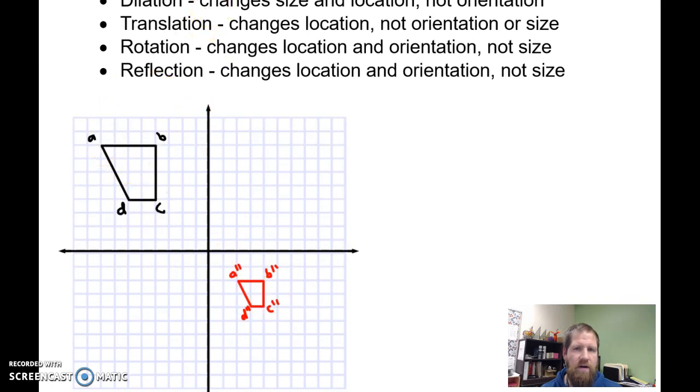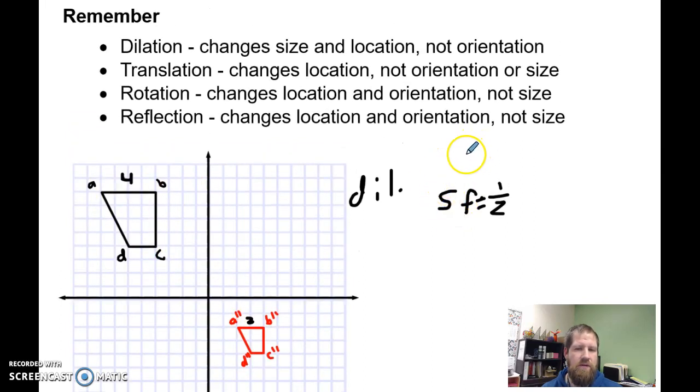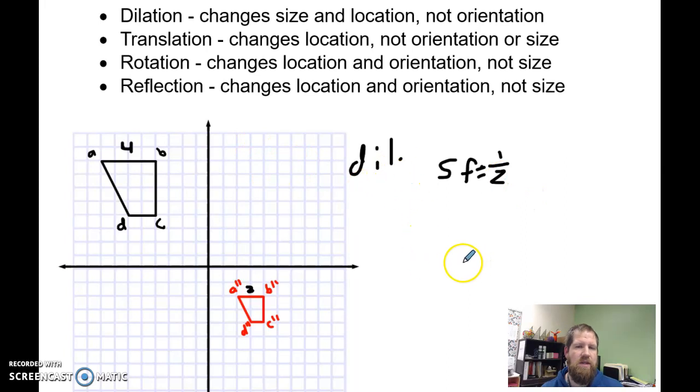I can figure out what my scale factor is right now. My original one was 4 on its top length, and this one is 2 on its top length. So it had to be a scale factor of 1/2. So I have a dilation in here, a dilation with a scale factor equal to 1/2. I know that's somewhere in my sequence of transformations. Could be my first one, could be my second one, but I know it happened.